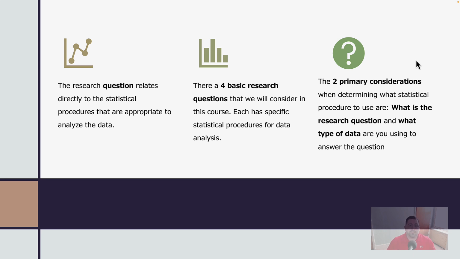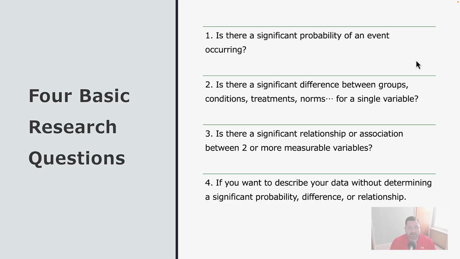The 2 primary considerations that we need to think about when we're trying to answer a research question with statistics is, what's your question and what kind of data do you have collected? So the 4 different types of questions that exist would be, what's your research question and what kind of data do you have?